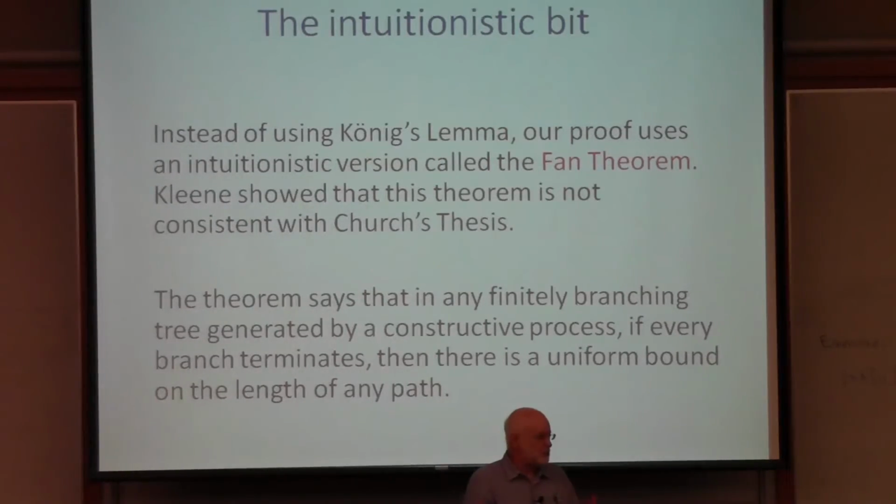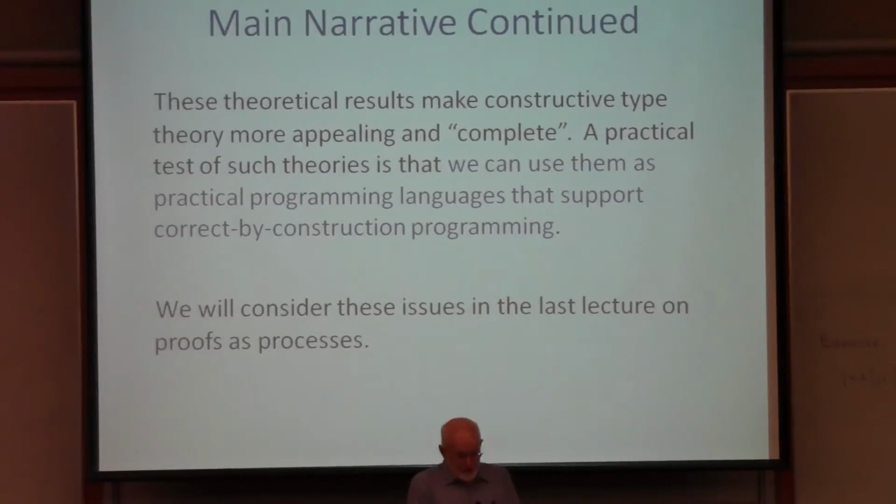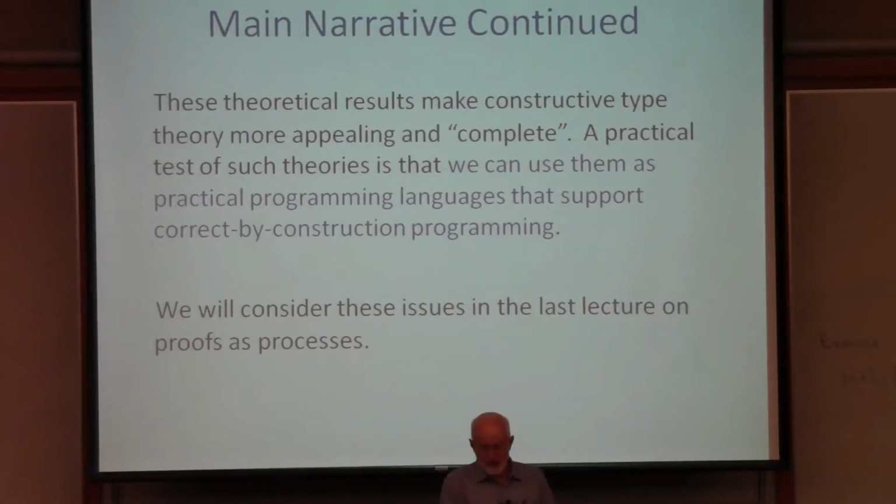Remember, Kreisel and Gödel proved that if you had completeness for first-order logic, it would violate Church's thesis. Well, that's why it violates it. You need this fan theorem. So now you can see what was going on there. Okay, so that's the main narrative. We're back to we've got this thing, it really works.